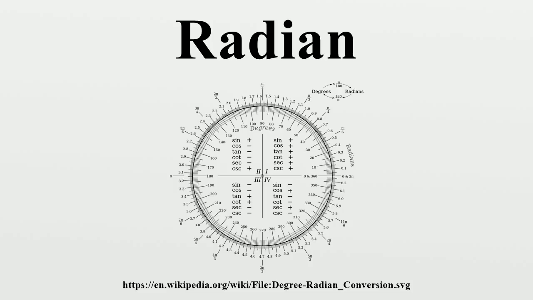Conversions. Conversion between radians and degrees. As stated, 1 radian is equal to 180 over pi degrees. Thus, to convert from radians to degrees, multiply by 180 over pi. Conversely, to convert from degrees to radians, multiply by pi over 180. For example, radians can be converted to turns by dividing the number of radians by 2 pi.